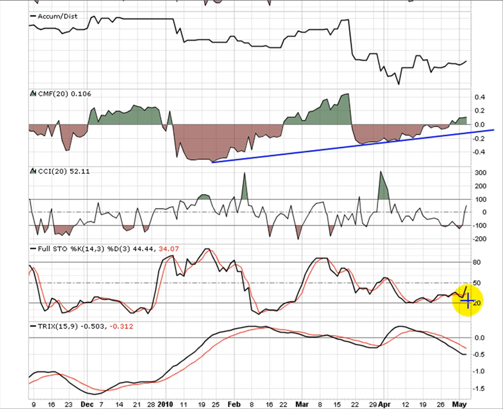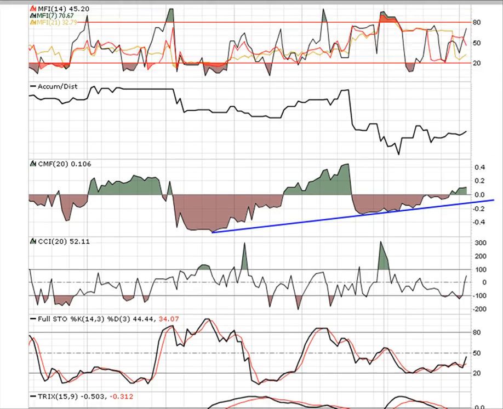CCI not in a bad position. Full still also getting ready to come and break through 50. The TRIX right here was where you'd like to see a move where it's trending towards zero. Overall, it still is probably more in an uptrend than a downtrend. Last 4 months, slightly in a downtrend. Of course, we want to see this cross here and start moving back towards zero.